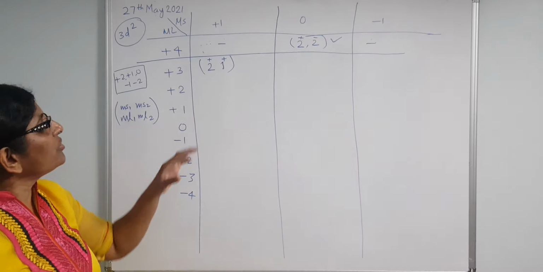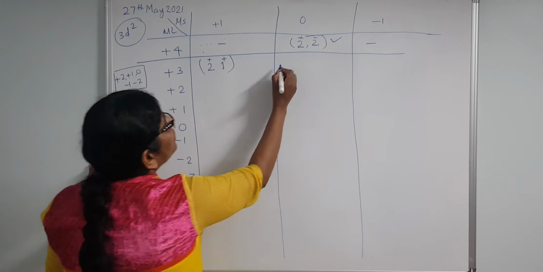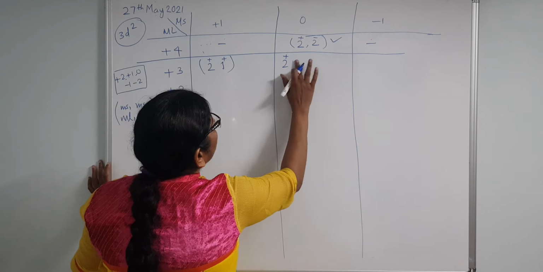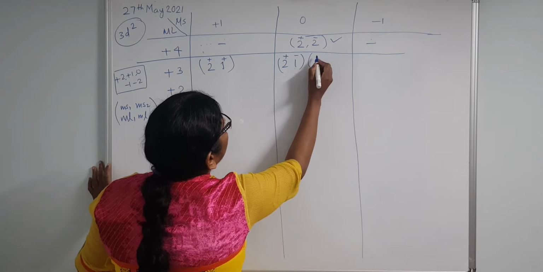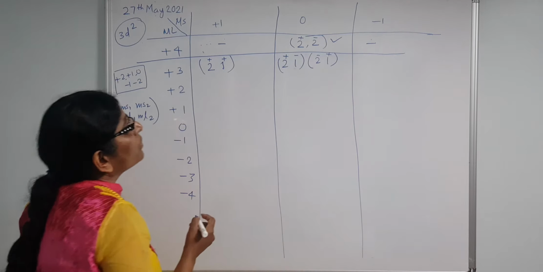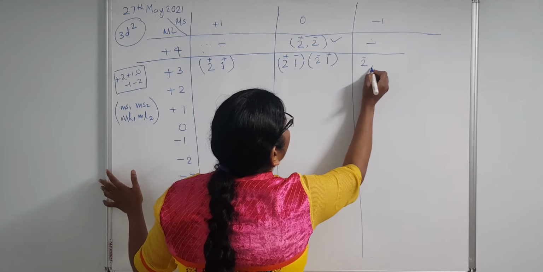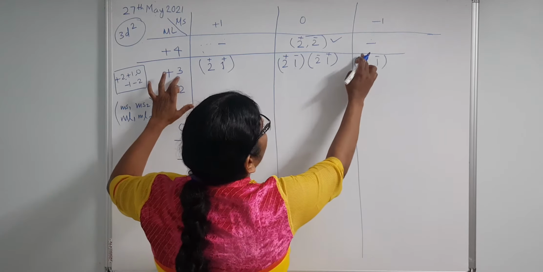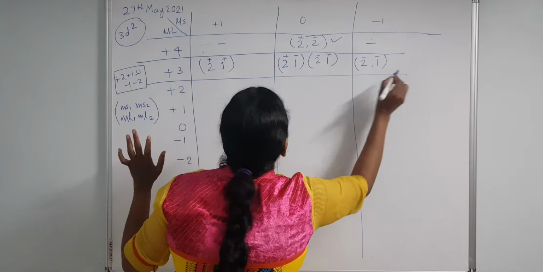Is there any other possibility to write over here? I don't think so. So we'll write for 0. Here 2 plus 1 minus, just change the spin sign, 2 minus 1 plus. Okay, and the same we can write over here, 2 minus 1 minus. That means 2 plus 1 is 3, and minus half minus 1. Okay, so this block is over.